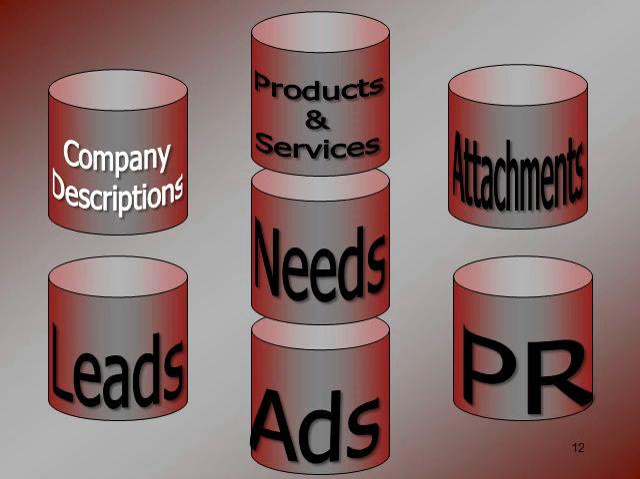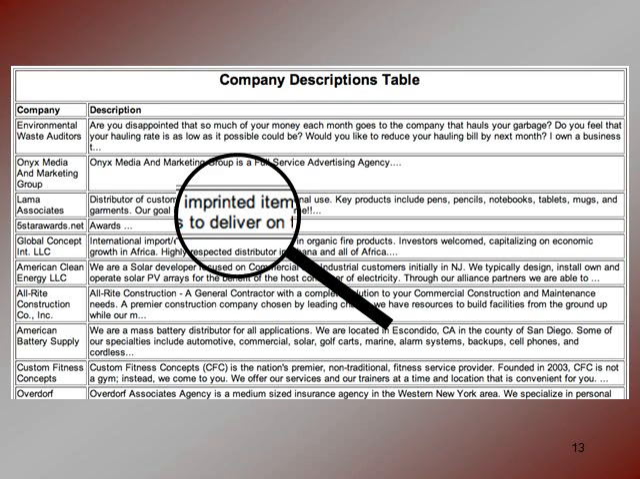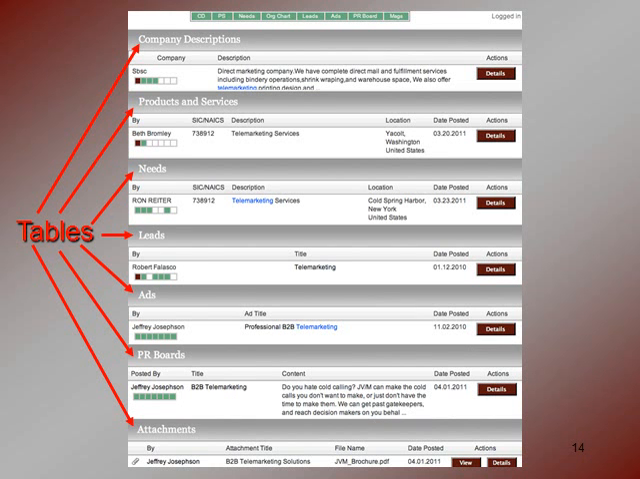Just like any other search tool on the internet, the lead generator is going to look for that search term in the text of the entries. In this case, the company descriptions that you and other users have posted. Unlike other search engines, though, notice that we don't search all the tables at once and throw all the results in one bucket.